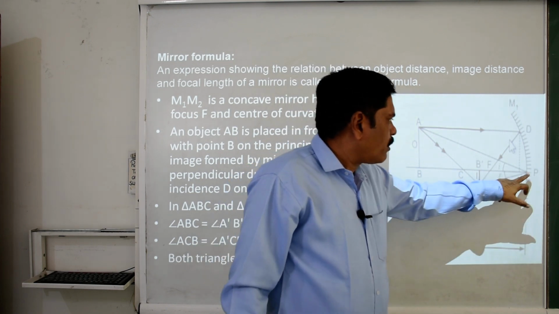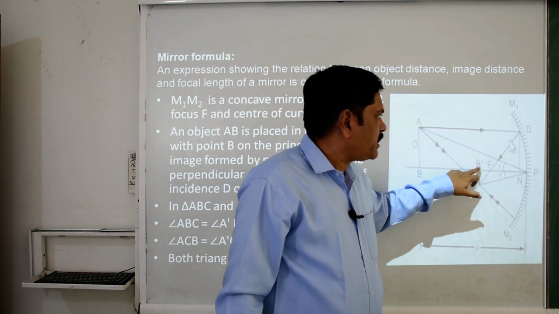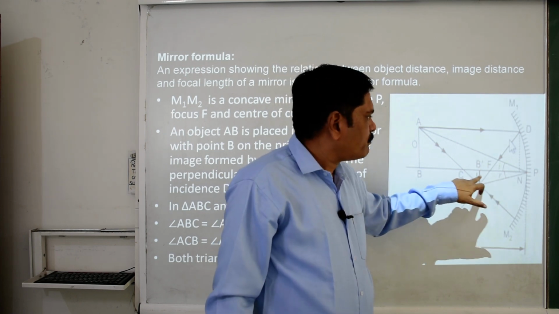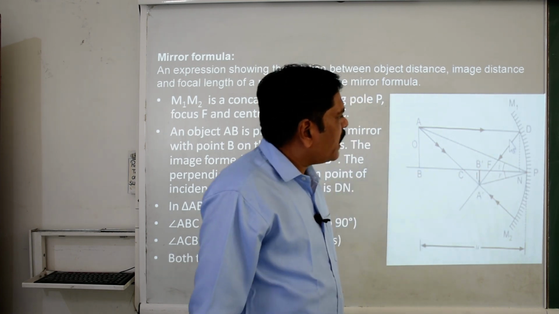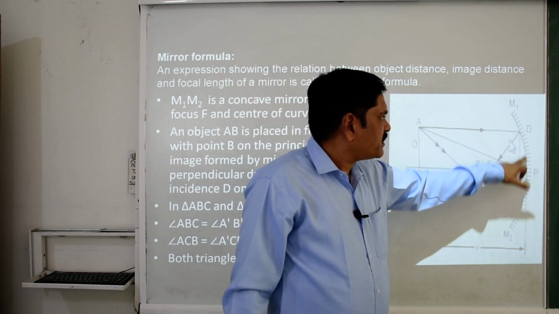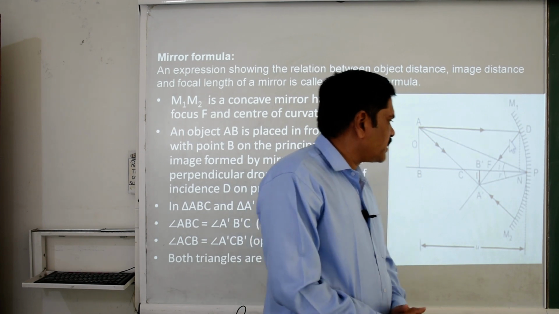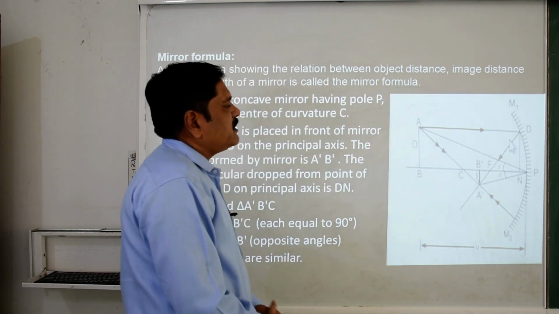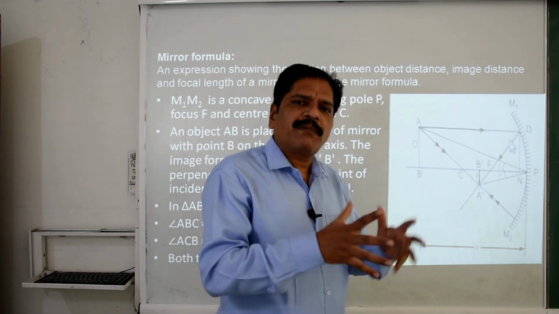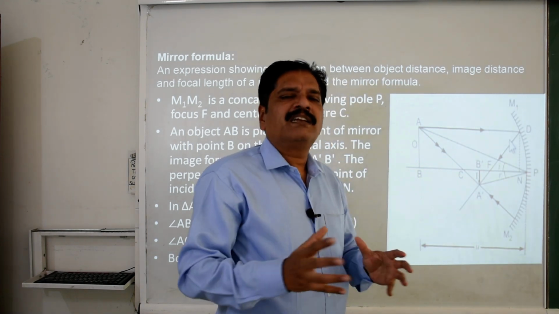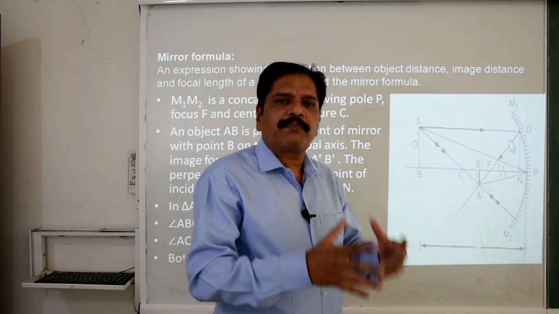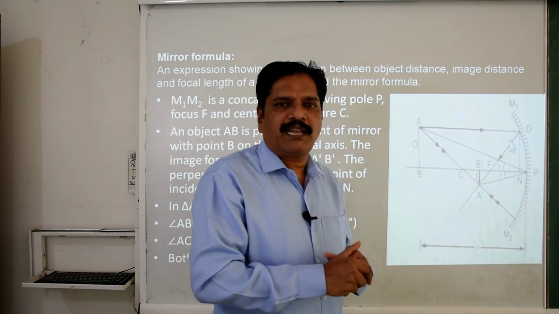And this is the image distance PB dash. It is represented with v, and it is also negative. And this is the pole. Remember, DN is perpendicular to the principal axis. And this is the size of the image, B dash A dash. So remember these facts in your mind, then it will be easy to substitute the values and put them in the equation.